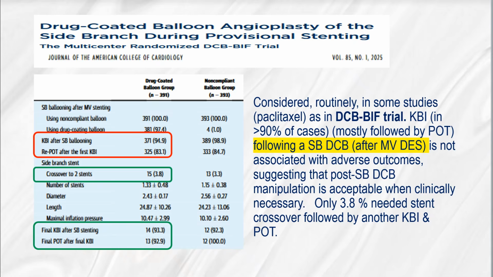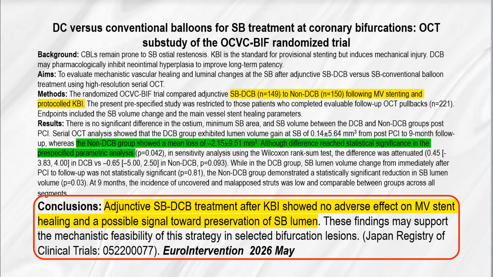In some studies, it was considered routinely after hybrid treatment of the side and the main branches, mostly followed by POT. It was not associated with adverse outcomes in the follow-up period. And in this study, side branch drug-coated balloon treatment was done after kissing balloon inflations, with no adverse effect on the main vessel stent healing and possible preservation of the side branch lumen.